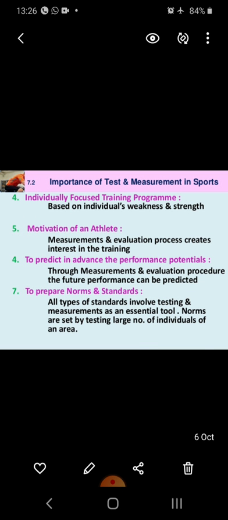So through test and measurement, the athlete, the player, the student, the learner gets motivated. Fine. The measurement and evaluation process creates interest in the training. Time to time, conducting tests and measurements gives interest and motivation to the students. Like now, I am able to run 10 kilometers. So it will give motivation to me.